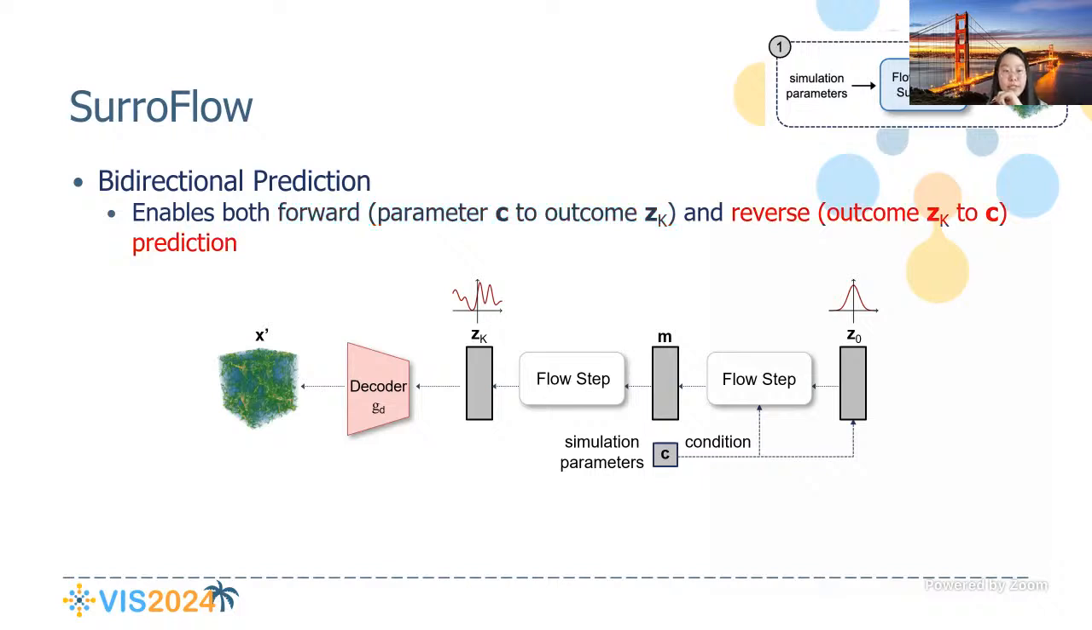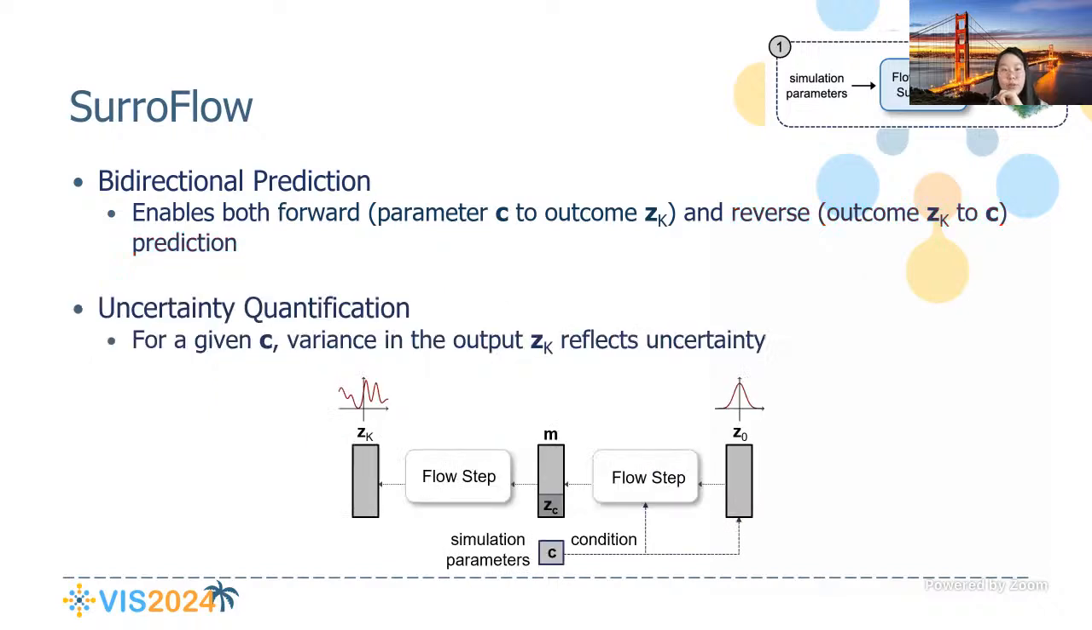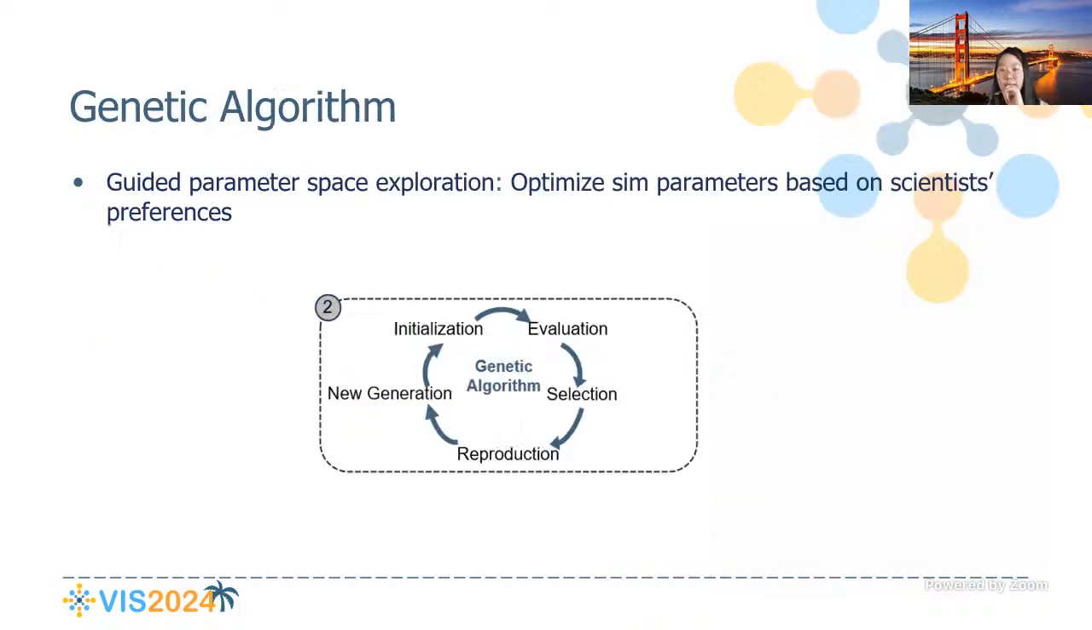About the reverse prediction, we already have the simulation output X. First, it will go through the autoencoder encoder to predict the latent representation Z_K. Then it goes through the flow step to predict the vector Z_C. And the Z_C will accurately match the simulation parameter C. Our SurroFlow can also do uncertainty quantification because it's modeling the complex data distribution. And now the scientists can use SurroFlow to predict the simulation output given the simulation parameters.